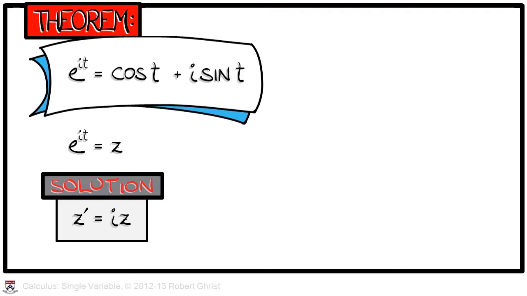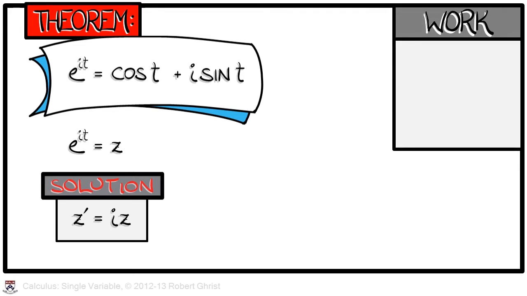Z of t is just a function. It now has a real and an imaginary part. Now, let's write out the real and the imaginary parts of z as follows. Z of t equals x of t plus I times y of t, where x and y are real functions. Now, what happens when we multiply this by I?